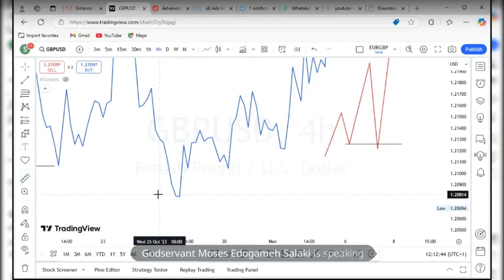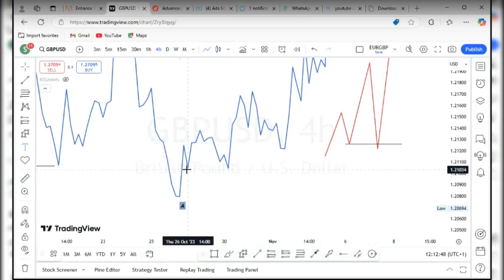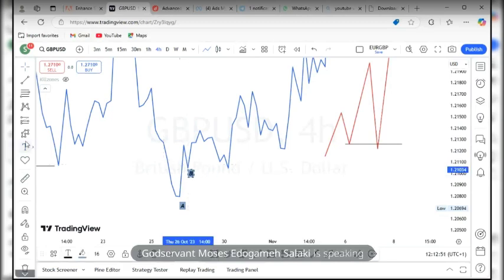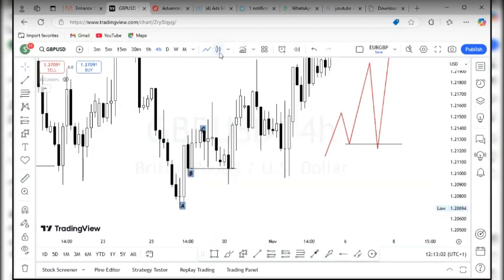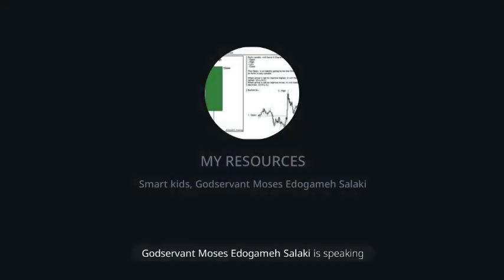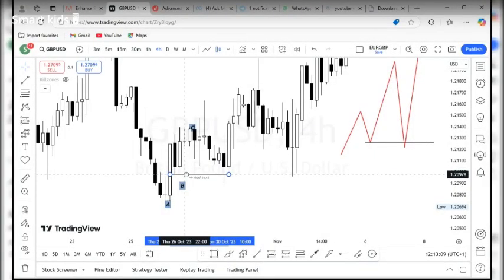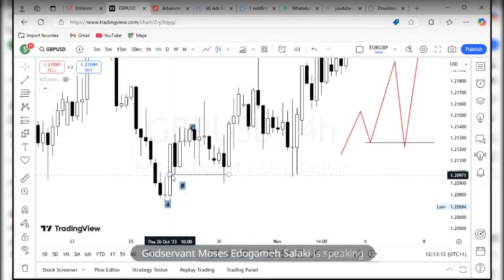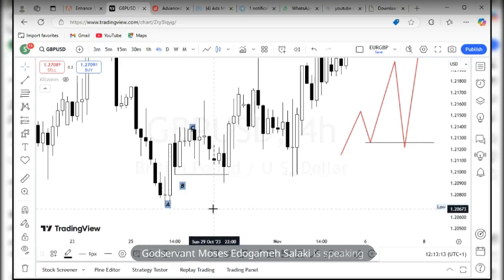This is my A. This is my B. And this is my C, coming to take out B. So this is supposed to be your internal range liquidity, an entry. You will see how price did it. Look at it. Price came for that wick, and look at what price did. The price closed clearly above. So that would have been your first entry.